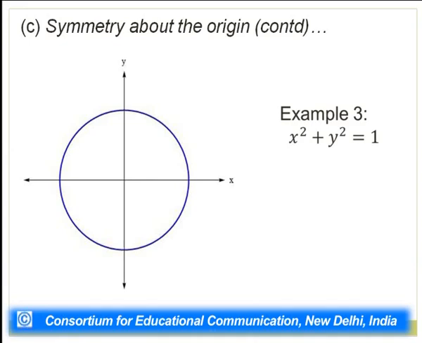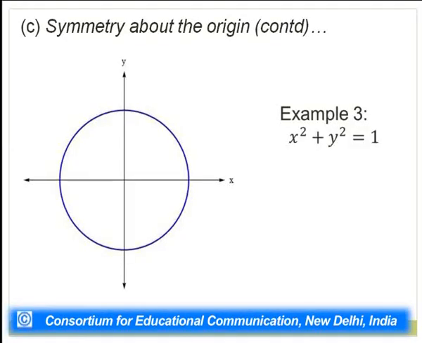In fact, a circle would also have reflection symmetry about any line that passes through the center of the circle. So just draw any line through the center of the circle, any line, and you'll see that the circle is going to be symmetric about this line. So a circle has reflection symmetry about any line that passes through the center, and it also has rotational symmetry for any angle, and this is rotational symmetry about the center.